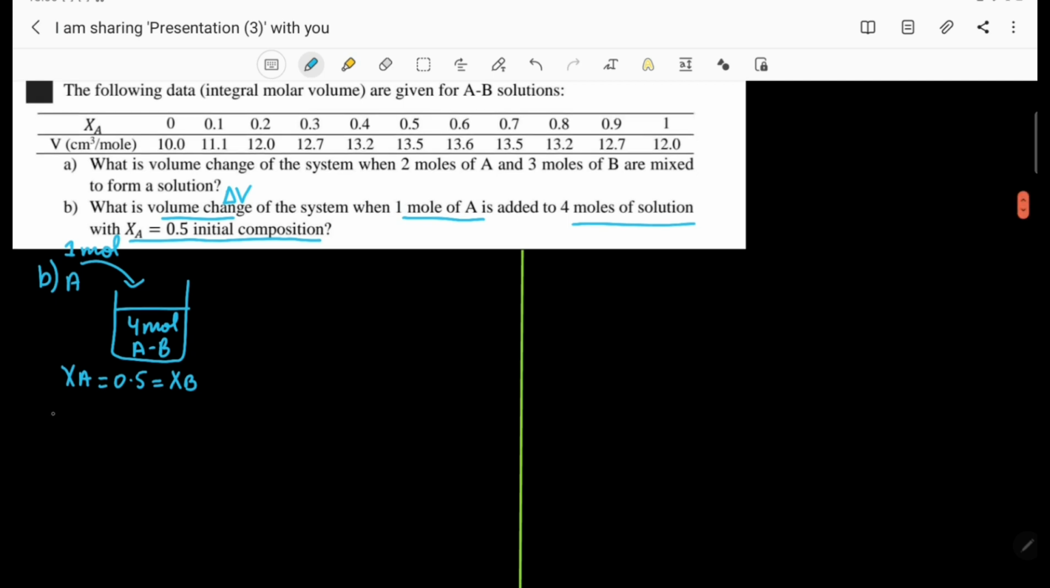And from here, we can deduce that the number of moles of A is actually 4 multiplied by 0.5, which gives us 2, and which is the same for B as well, 2 moles.